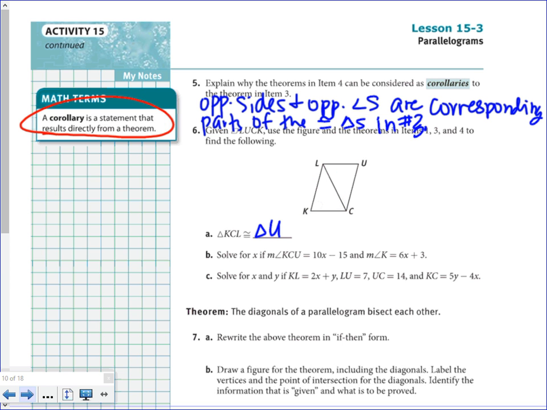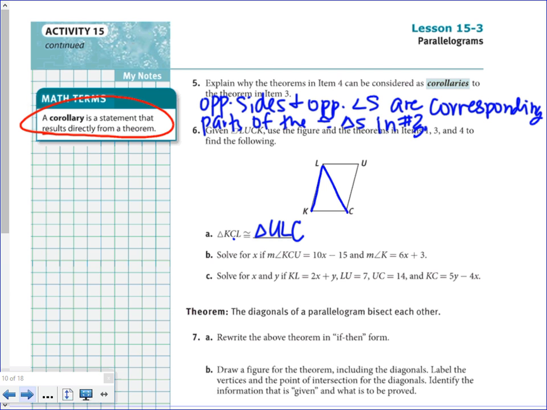Now, the next part is looking at C. These lines are parallel, and this is the transversal. So this angle, C, is corresponding to this angle, L. So whenever they say C here, the next one is going to be L. Likewise, these are parallel with this transversal, and L corresponds to C. And so that is the triangle that ends up being congruent to triangle KCL.